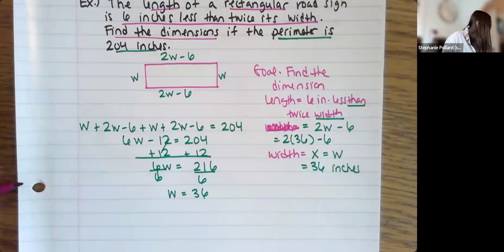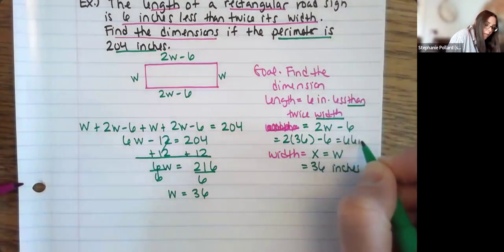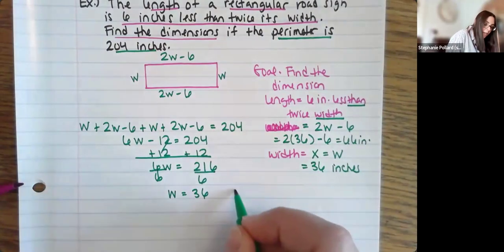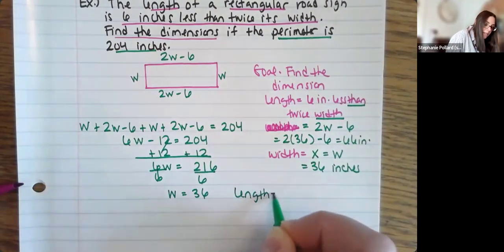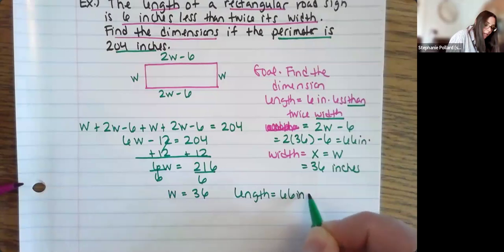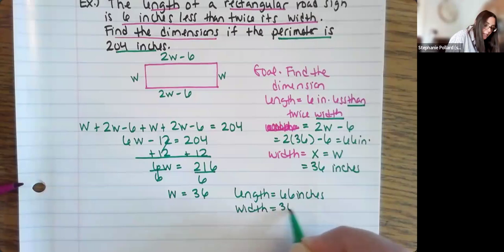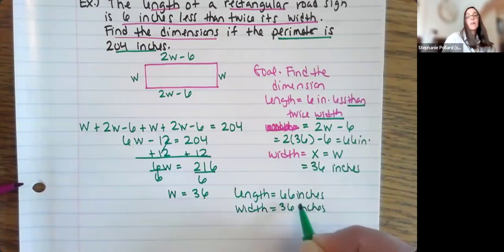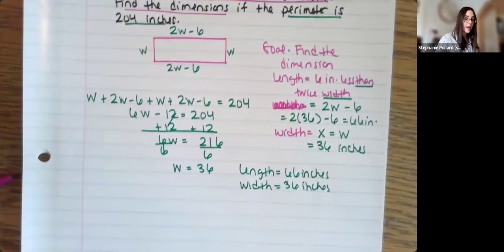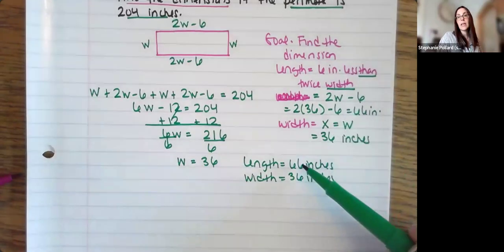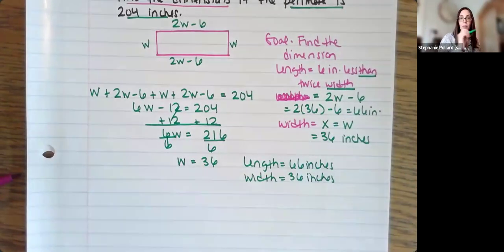And when you get that, you should get 66 there. So my length is going to be 66 inches, and my width is going to be 36 inches. And of course, you can check this if you add up 2 lengths and 2 widths. So going all the way around for the perimeter there, you should get 204.